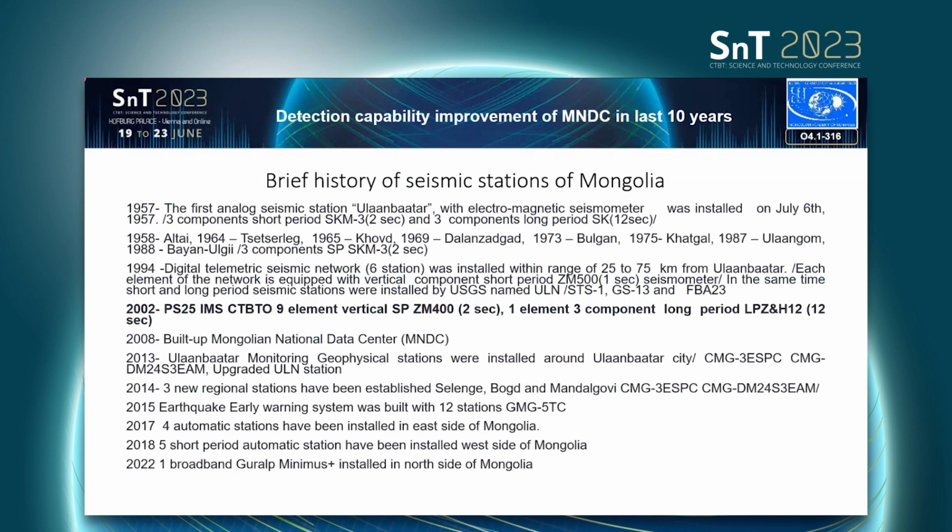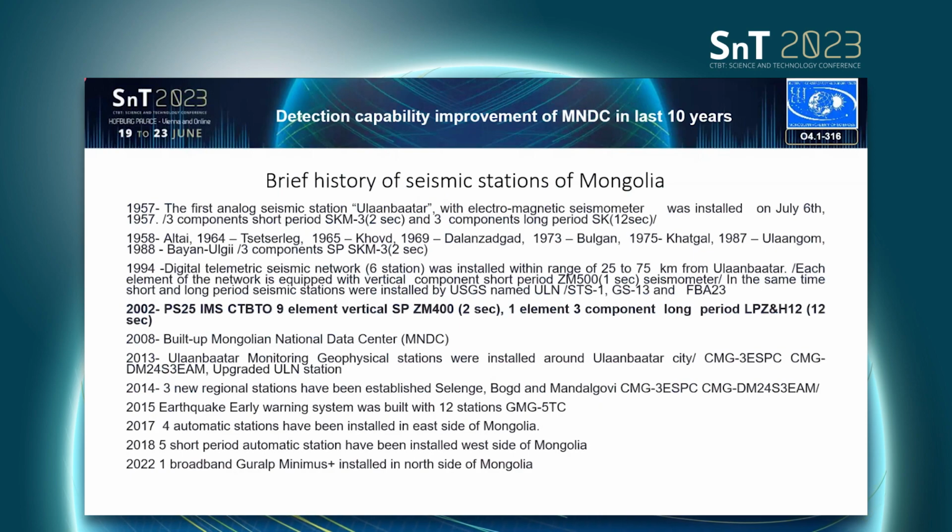Also, USGS installed the ULN station close to Ulaanbaatar. In 2002, the IMS PS25 array station was installed with 9 elements of vertical component, short period CM400, and a long period sensor was also installed. In 2008, we built our own Mongolian NDC. Then we could monitor and analyze all kinds of data ourselves.